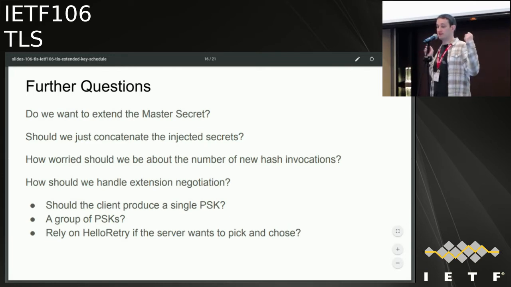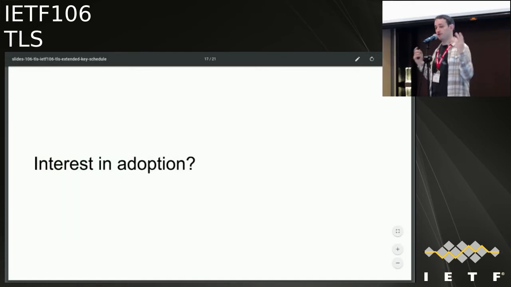Because this is crypto, if you're doing the PSKs, you have to send either just one PSK that says we are using these extensions, or you send a group of PSKs that say I'm happy with any of these combinations, or you can send one PSK and rely on hello retry if the server says actually I only want some of those, or I want to add some other ones that you support. And the most important question is, is there interest in adoption?